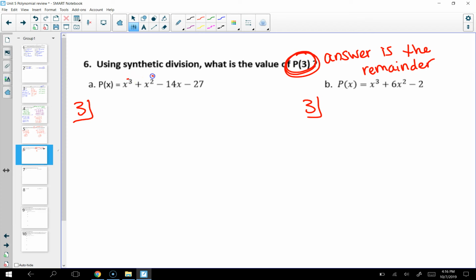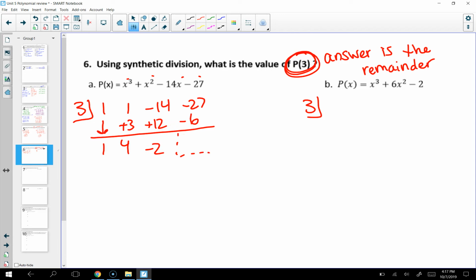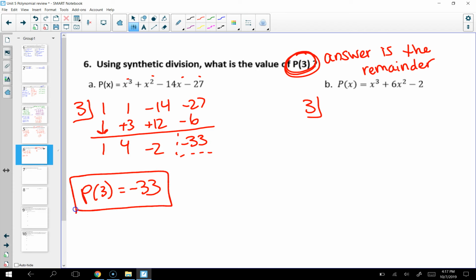So, 3, 2, 1, none, we're good. 1, 1, negative 14, negative 27. Drop that first one down. Add, that gives me 12. What is that? Negative 2. Gives me negative 6. So this is negative 33. So when I plug 3 into this equation, we're going to get negative 33 as an output for it.